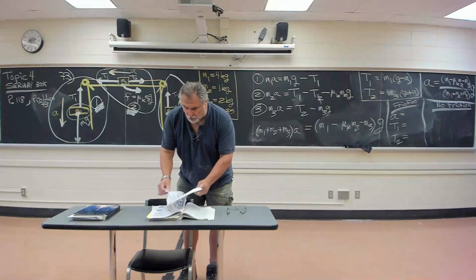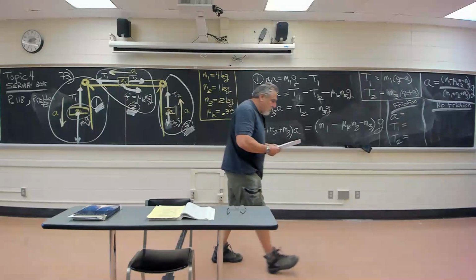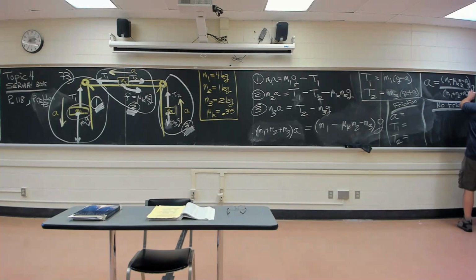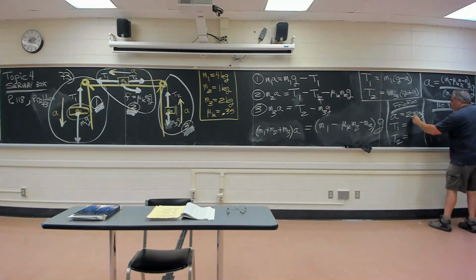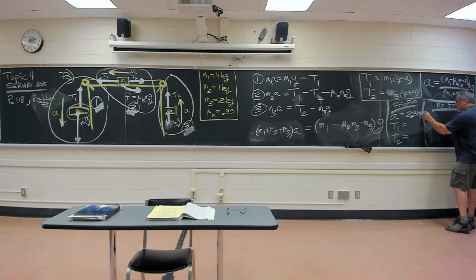1.65 divided by the total mass of the system is indeed 1.65 divided by 7 times G, which is 9.8 or 9.81. And when you actually do that, you get 2.31 meters per second per second. You plug that A into here, 2.31.